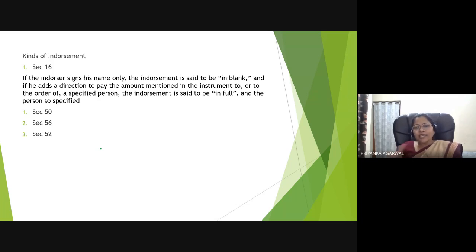But what do you think? What is the role of D then in this case? Because D has just received it from C. Do you think D has to sign it for endorsement in order to make it a full endorsement? See, you have mentioned that he will simply mention the name. Do you think he has to sign also?